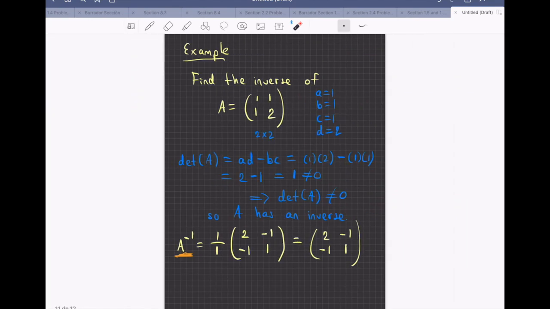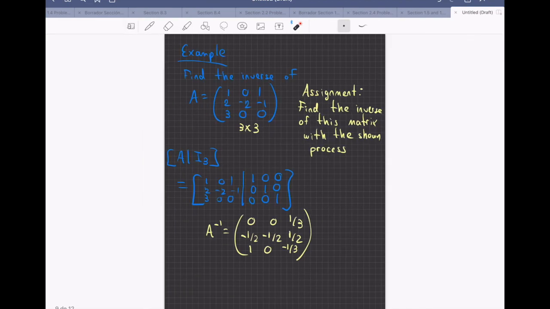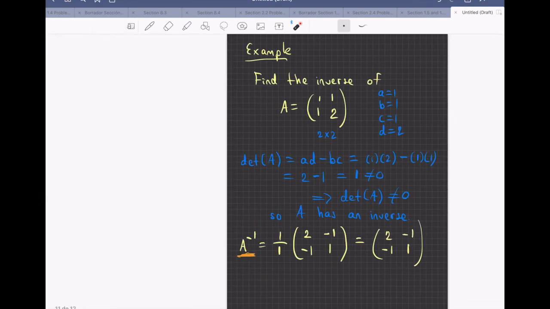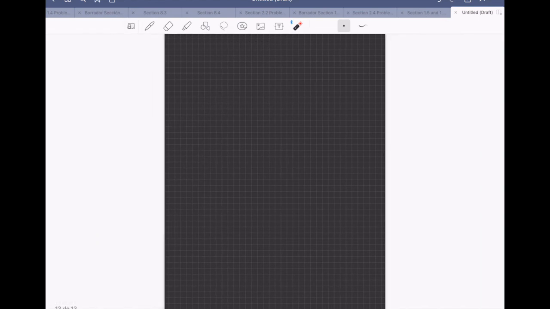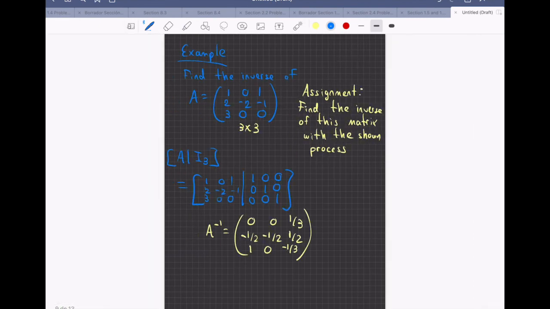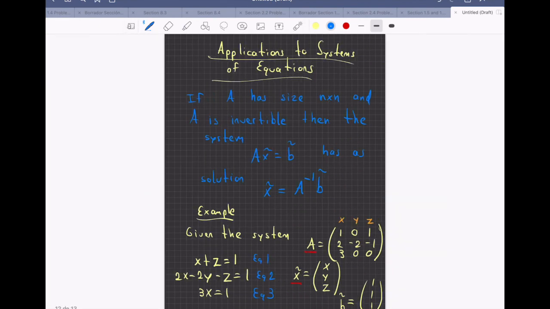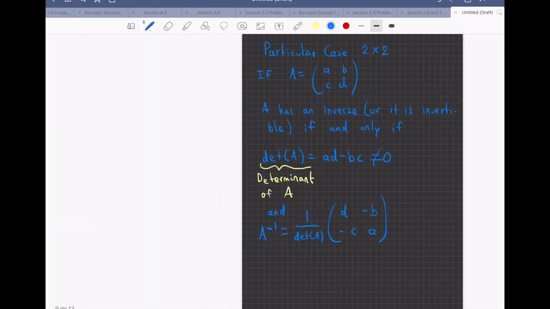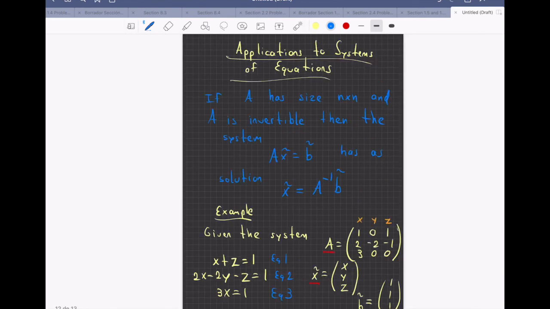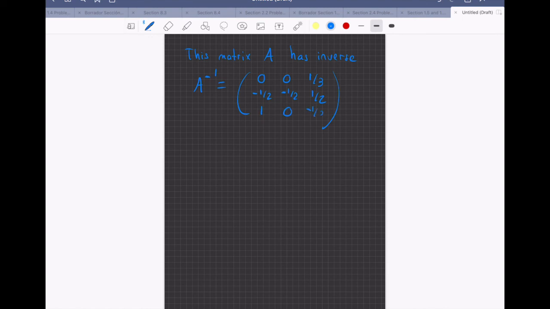This is the example that you have to do: 1, 0, 1, 2, negative 2, negative 1, and 3, 0, 0. I know this one has inverse 0, 0, 1/3, negative 1/2, negative 1/2, 1/2, and 1, 0, negative 1/3.